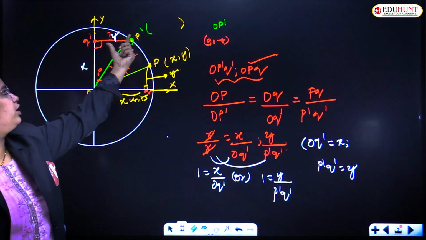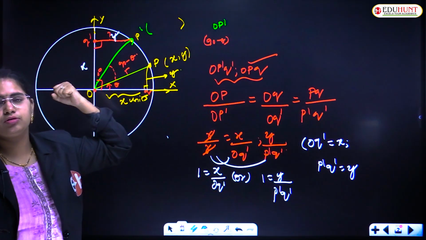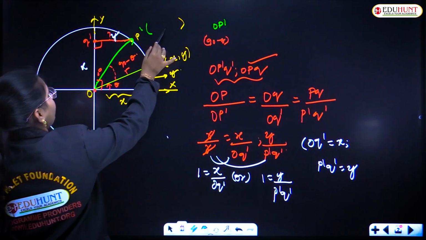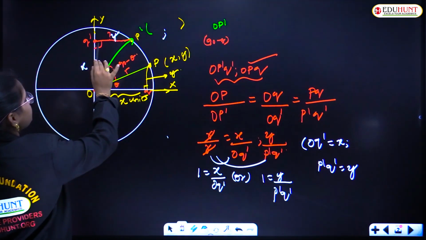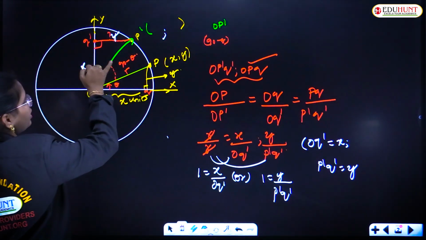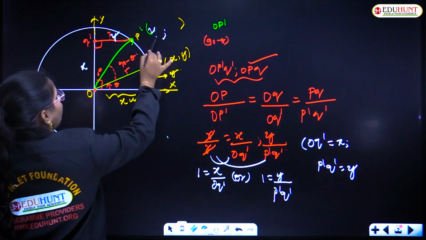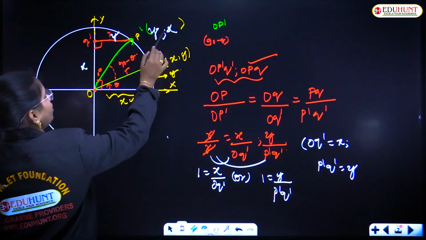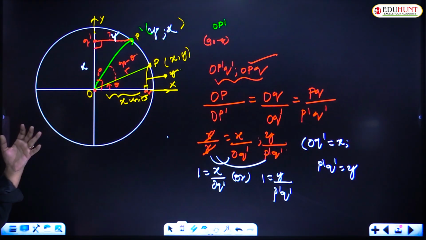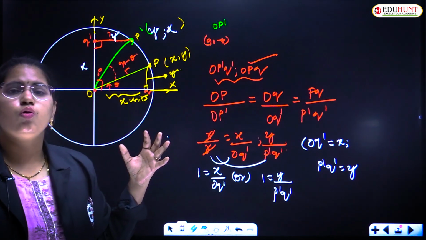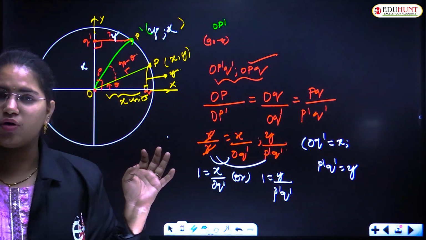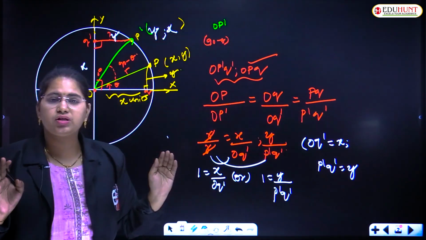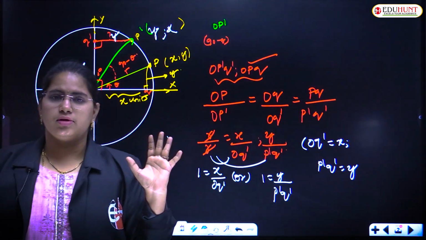Right. So now you need to write the coordinates of P dash. How can you write them? X coordinate: what is the adjacent side? Y. What is the opposite side? X. So the coordinates of P dash are becoming Y comma X. The figure should be understood very well.